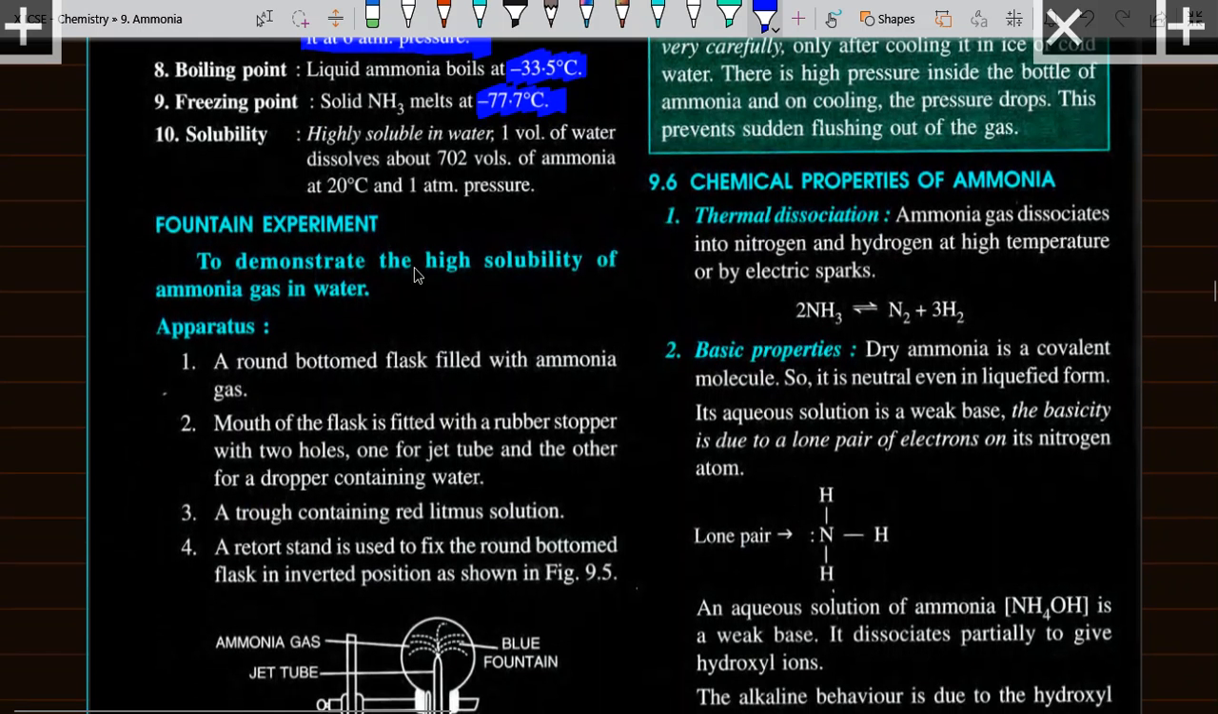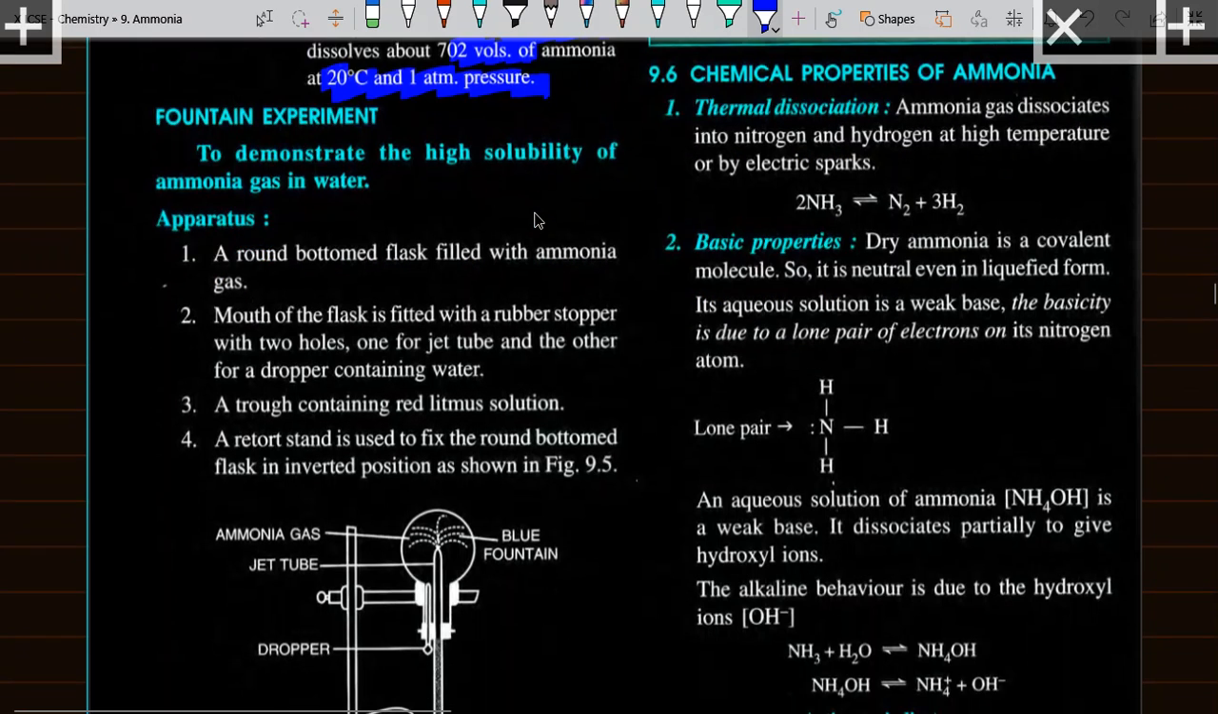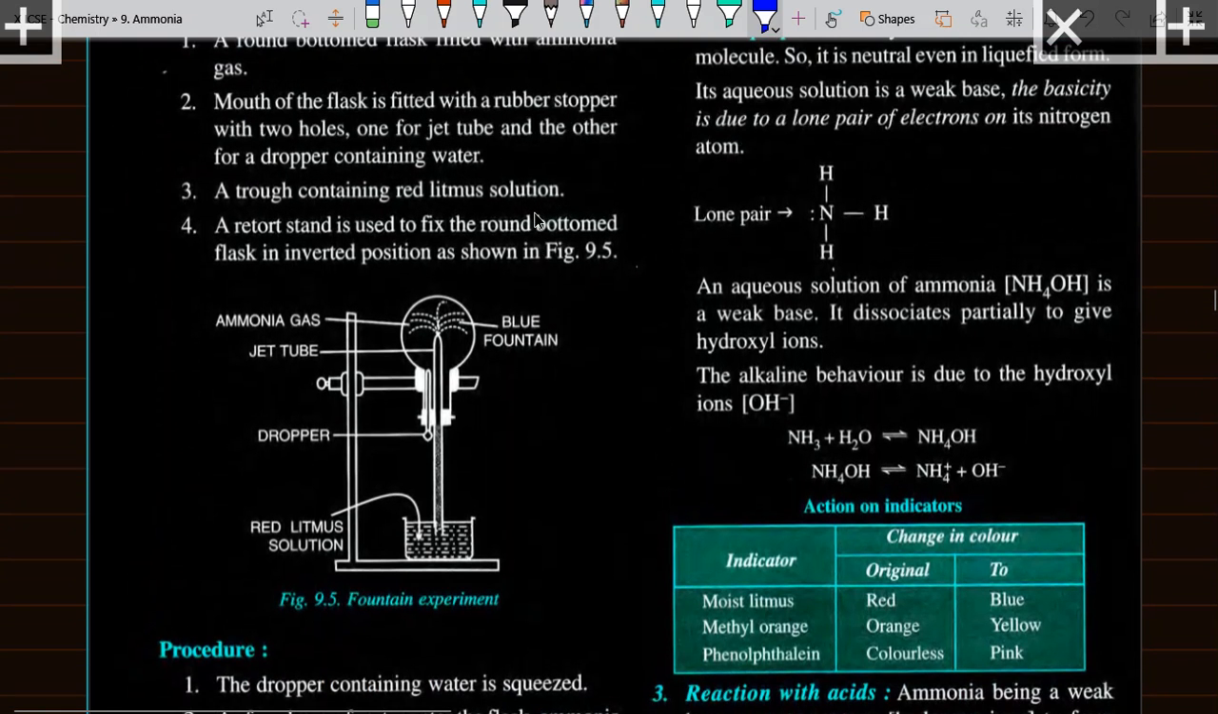Solubility, high solubility in water, 1 volume of water dissolves 702 volumes of ammonia at 20 degrees Celsius and 1 atmosphere pressure. More soluble than HCl. HCl was just 452 volumes. Fountain experiment, do I have to explain this? This is exactly same as earlier.